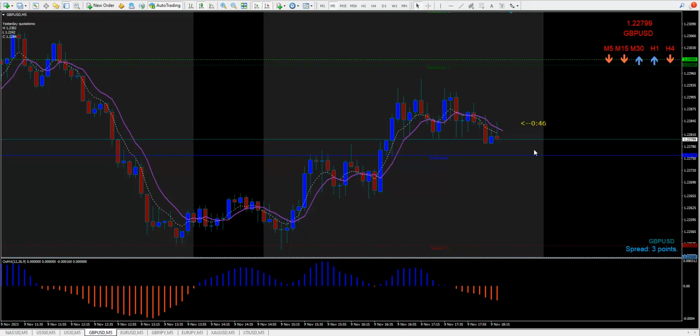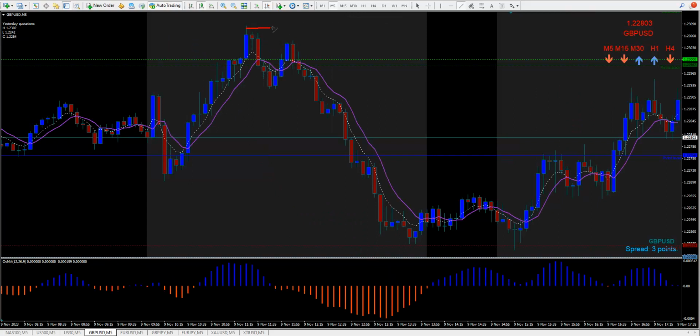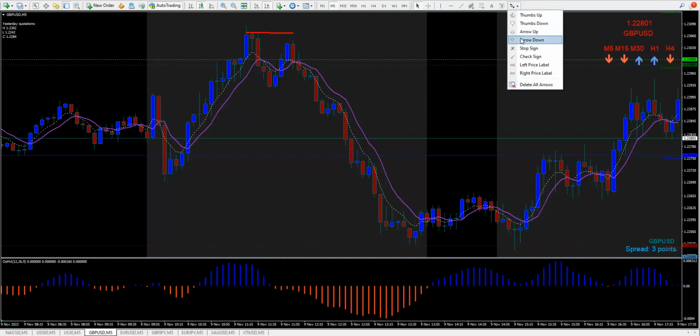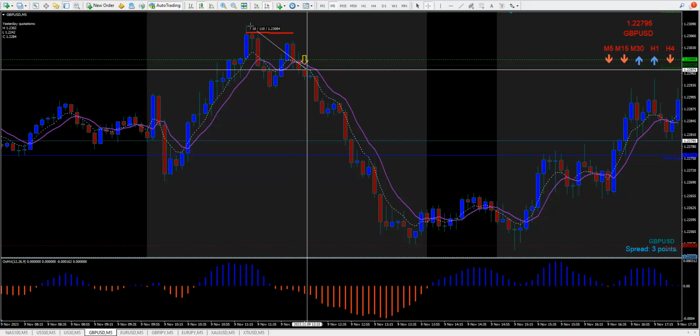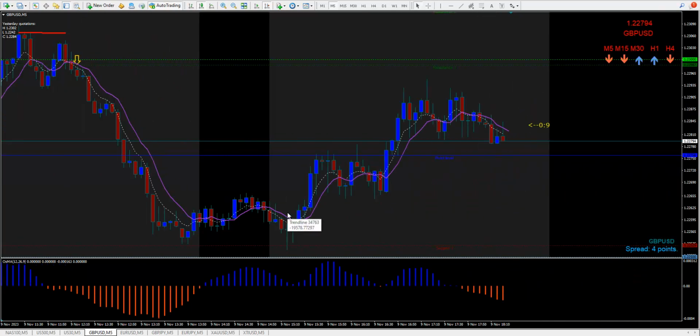Then we have the pound dollar. Have a beautiful trade right here. Well, first we had one over here. Got to show you because it's a double top. I love double tops. Okay. And you would have got in there. Stop would have been like 11 pips, and it went down 44 pips. Okay, it was a beautiful trade.